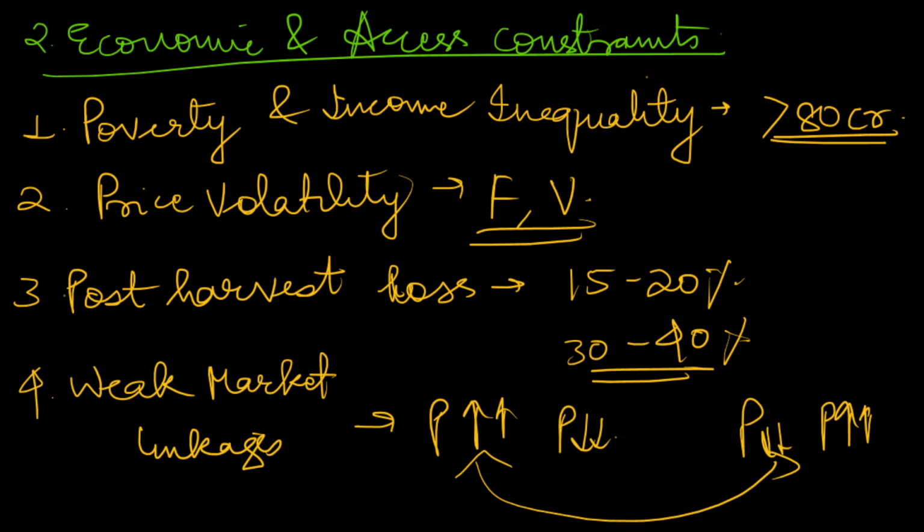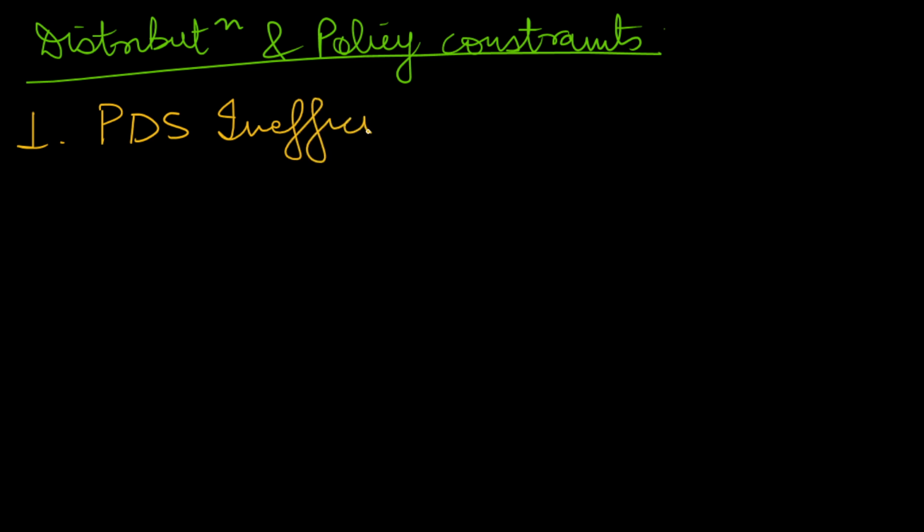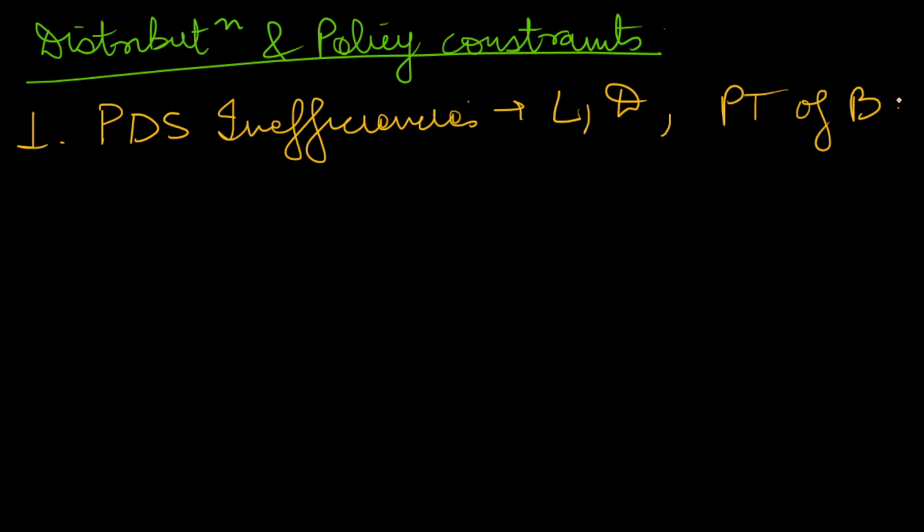Now we also have distribution and policy constraints. Here you can mention inefficiencies in PDS, such as leakage and diversion of PDS grains. There is also poor targeting of beneficiaries. All these are issues in PDS.